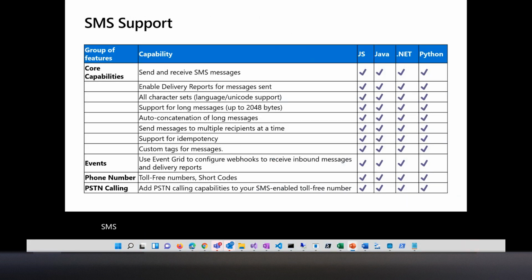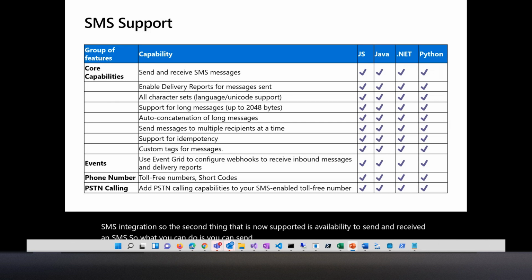So the second thing that is now supported is the ability to send and receive SMS. So let's say that you just need to send SMS from your app. You don't have to use anything else. You can just use that capability from communication services client. You can get a number and start sending and receiving SMS. So basically, you can send SMS, and of course, you can receive them as well.